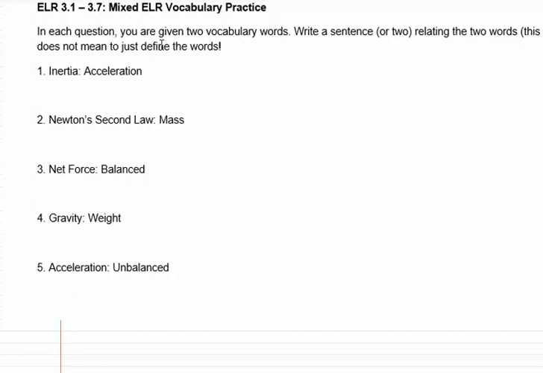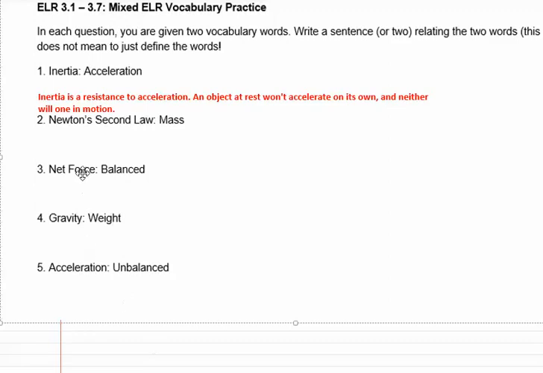So, for the first one, we have inertia and acceleration. And the way that I have related those two is by saying inertia is a resistance to acceleration. So if inertia is an object's unwillingness to change what it's doing, that means that an object at rest won't accelerate on its own, and neither will one in motion. And so they're kind of opposites of each other in a way. Inertia means it's going to keep doing what it's doing. Acceleration means it's going to change what it's doing.